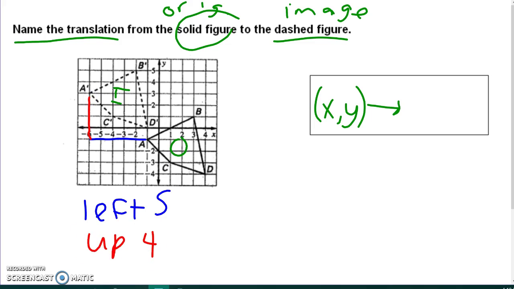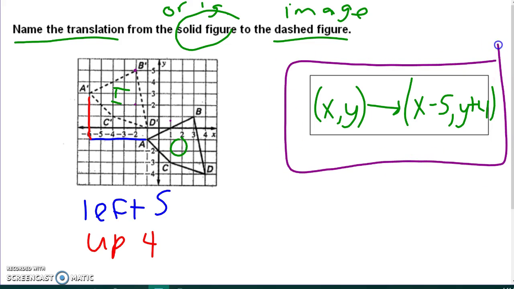Okay, so left 5 means x minus 5. And up 4 means y plus 4. So my rule is going to be x minus 5, y plus 4. Okay, and I can confirm that that is true. Let's do B. B, if I go left 5, 1, 2, 3, 4, 5, and up 4, 1, 2, 3, 4, right there at B'. C also does the same, left 5 and up 4. And that's how we get the rule for the translation.